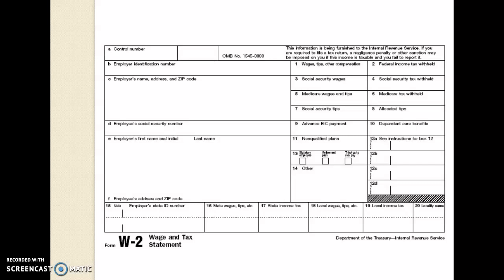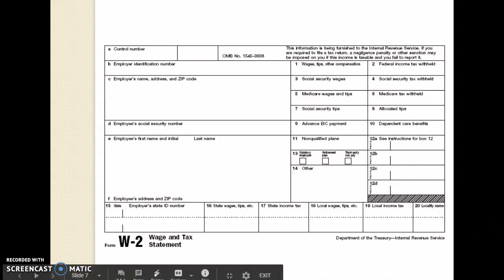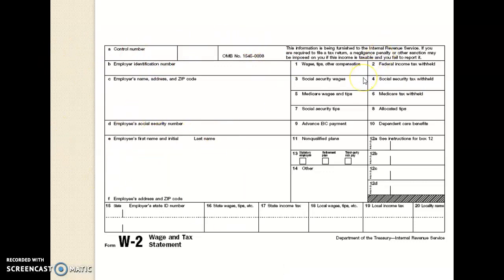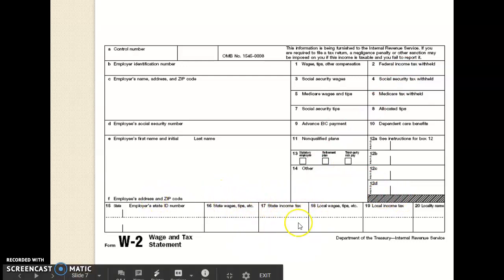This is what a W-2 form looks like that's blank. Typically it'll have your employer information here, your information here, and the boxes that you're most commonly going to look at are your wages and tips. This will show how much money you made that year, and your federal income tax withheld, so you know how much money went to the Fed. Down here is going to be how much your state income tax was withheld, so you'll also look at that to help fill out your 1040 form.